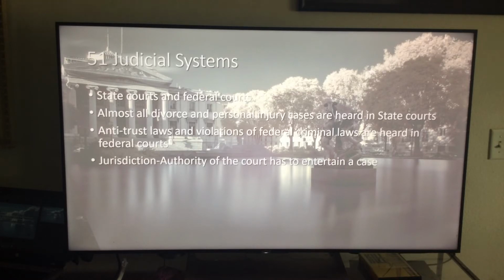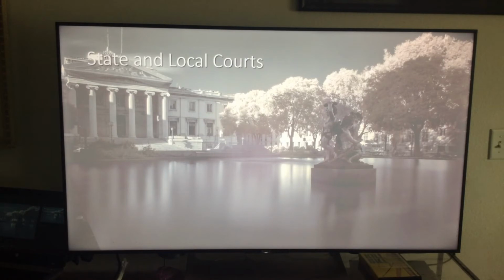So jurisdiction is the authority of the court to entertain a case. Who has the right to oversee a case? If it's a murder crime, most murders are handled by states. So that's state jurisdiction. If we're looking at fraud, killing a federal official, those are federal crimes, and that's federal jurisdiction. Then you go to federal court. So those are the differences between state courts and federal courts. It depends on if you're violating state law or federal law. Counterfeiting is only done by the national government, so that is a federal crime.